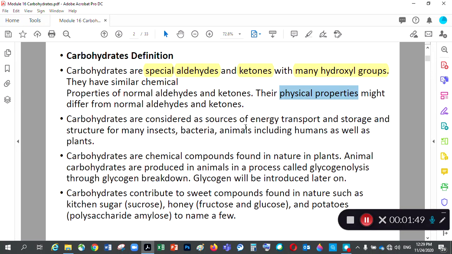Carbohydrates are considered a source of energy and transport and storage in insects, bacteria, plants, as well as humans. Carbohydrates are chemical compounds found in nature, in plants and in animals, and they are produced in animals in a process called glycogenesis through the glycogen breakdown. Glycogen will be introduced later on in the second recording. Carbohydrates contribute to sweet compounds found in nature, such as kitchen sugar, sucrose, honey, fructose, and glucose, and potatoes, which are really made of polysaccharides, amylose.